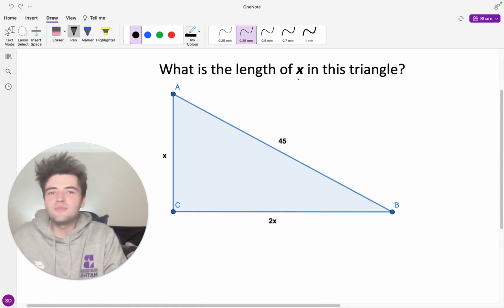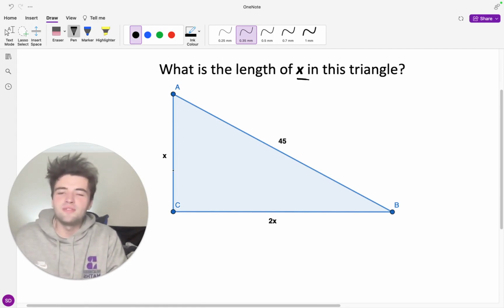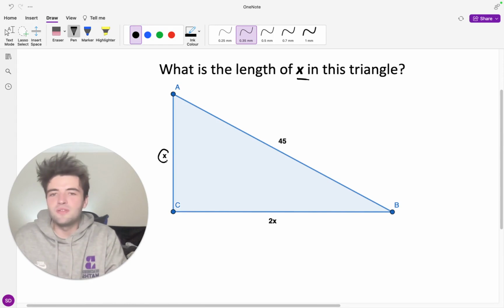So in this question we're asked, what is the length x in this triangle? As you can see, x is going to be the smallest side here on the left hand side. And we also have 2x on the bottom, and our hypotenuse we can see is 45.